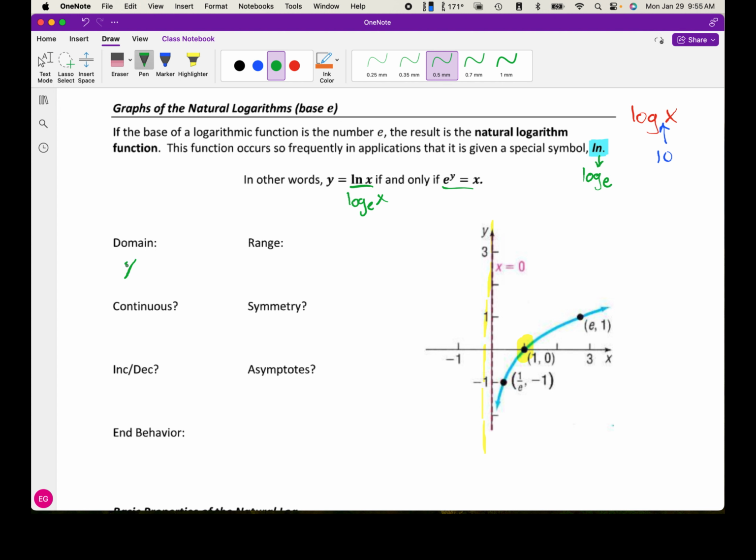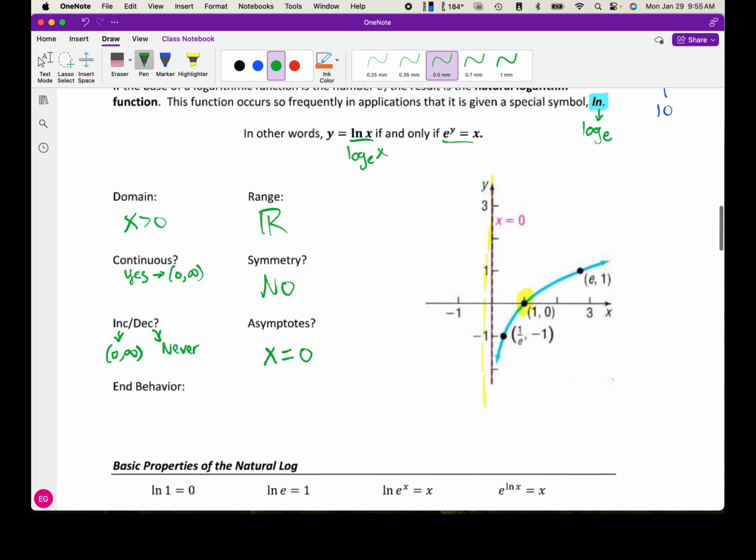So just like normal logs, we have that the domain is greater than 0 and its range is always all real numbers. This thing is continuous, but only on its domain, right? So only from 0 to infinity. It doesn't exist with negative numbers. It has no symmetry. It is increasing, again, always on its domain, which is from 0 to infinity. It is never decreasing. And yes, we have our vertical asymptote at x equals 0.